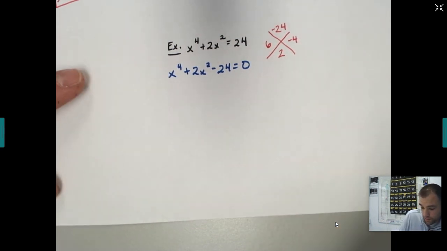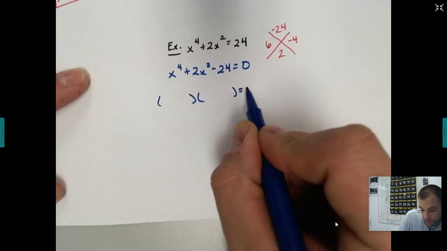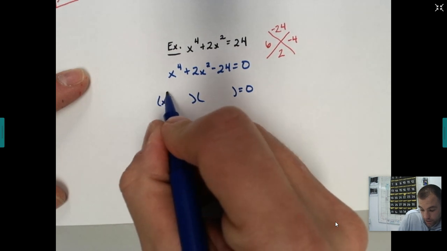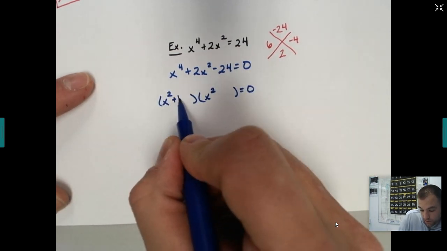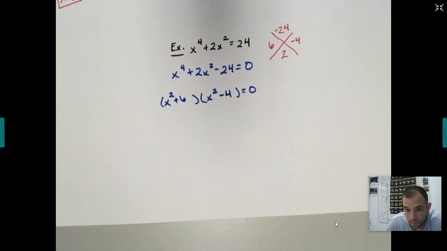So I'm going to split this up. But now when I split it up, instead of just putting x first in both of them, I'm going to put x squared. And then put my two numbers, plus 6, minus 4. All right? And now we might be able to factor further. Like you have to check to see if you can. So you can't factor the first one, but you might be able to factor the second one.